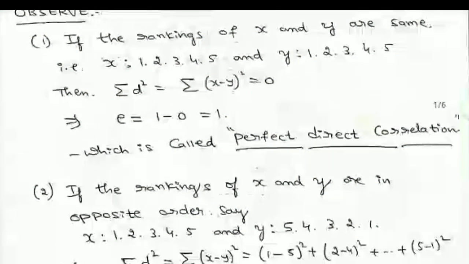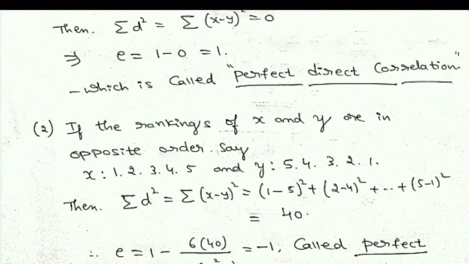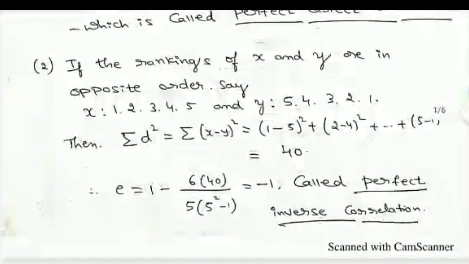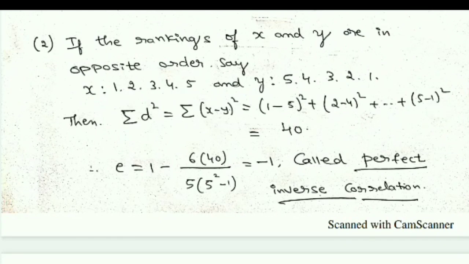The reverse also happens. What is the reverse? If the first ranking is 1, 2, 3, 4, 5 and the second one is 5, 4, 3, 2, 1, exactly opposite, right? In that case, summation d square is summation (x minus y) whole square. It is (1 minus 5) whole square plus (2 minus 4) whole square, and so on. The answer is 40. Substitute in the main formula. Rho equal to 1 minus 6 into 40 divided by 5 into 5 square minus 1. You simplify, you get the answer as minus 1. Then what do we say? This is perfect inverse correlation. If it is plus 1, perfect correlation. If it is minus 1, then it is perfect inverse correlation. So try to remember these two observations.